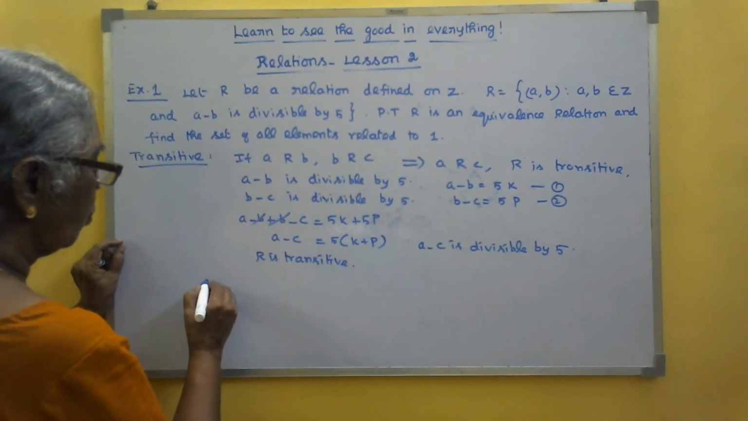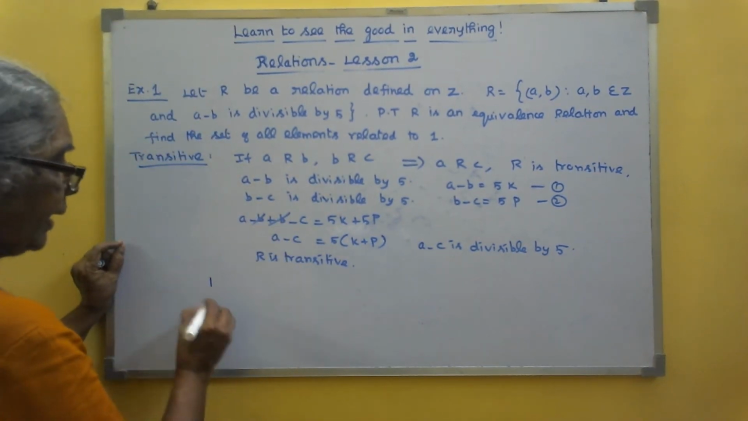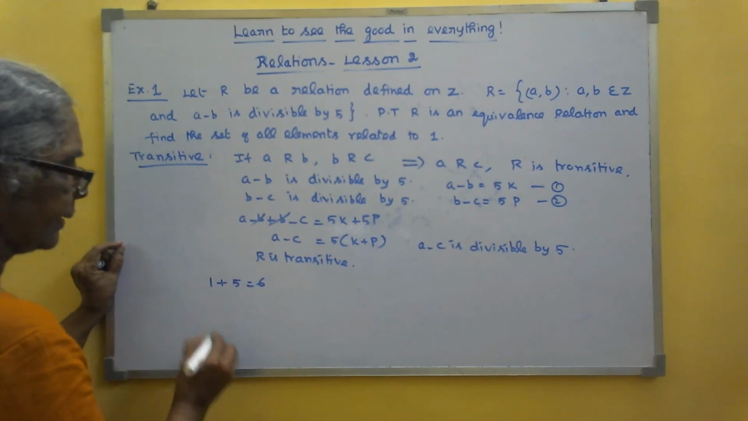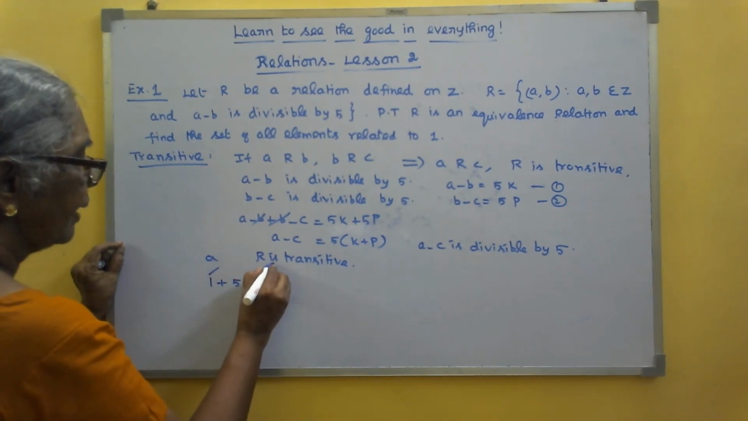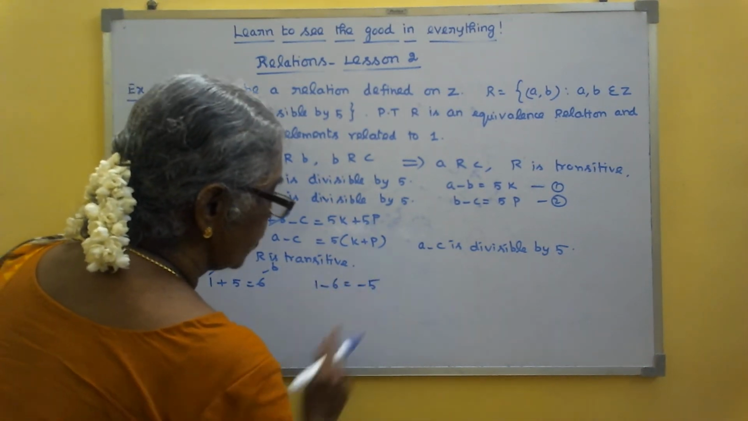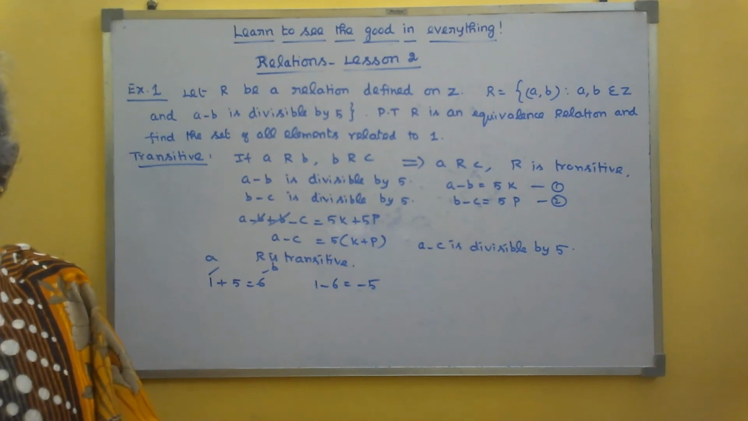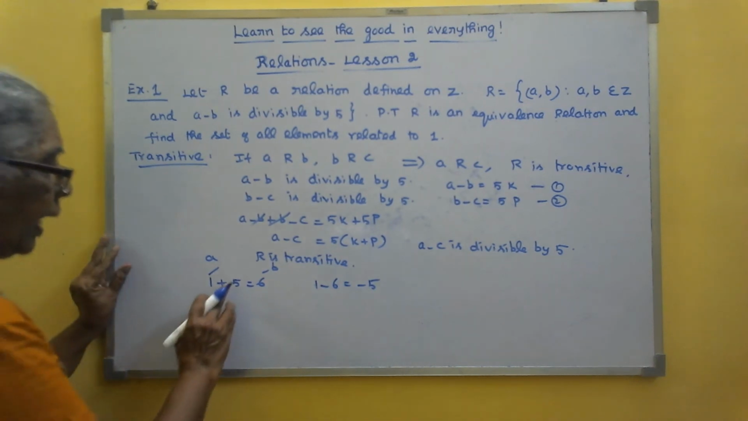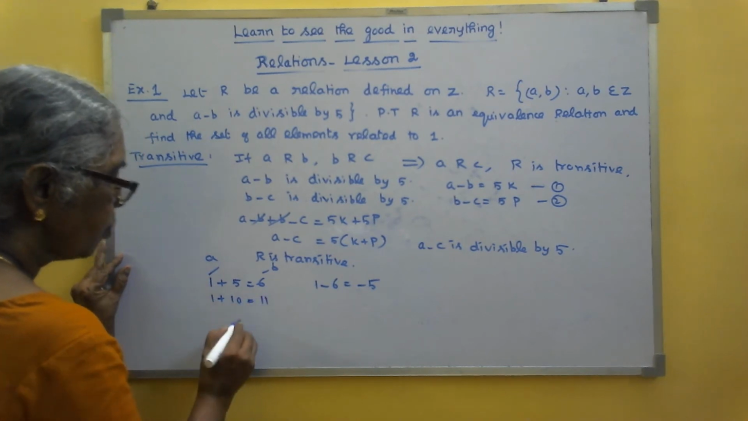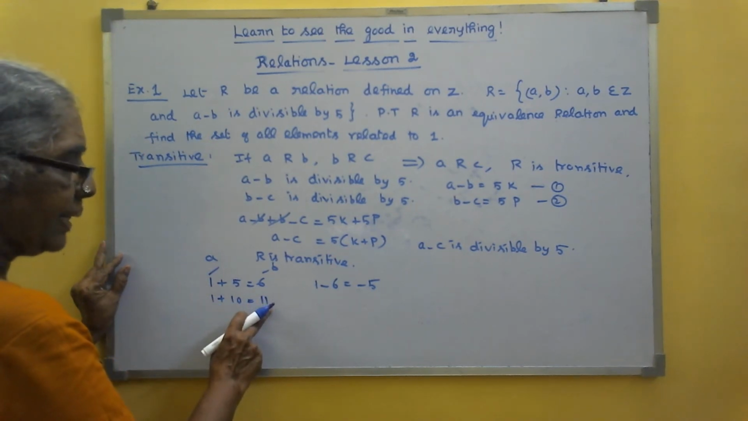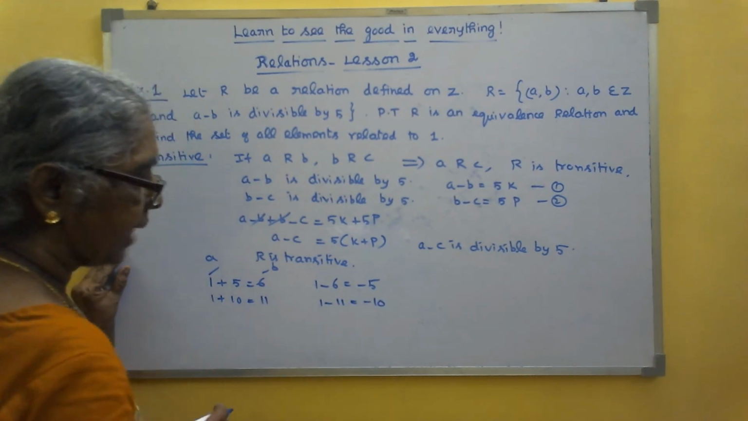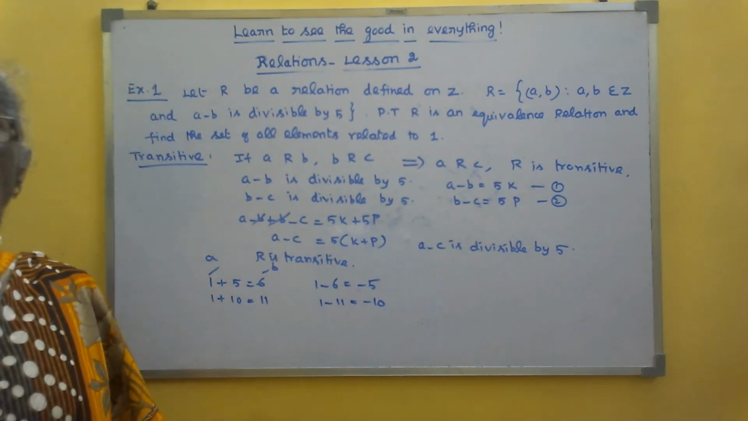Now I take 1, okay. With this, I will be adding 5, so I get 6. So this is my A and this is my B. So 1 minus 6 will be minus 5. So it is divisible by 5. Okay. Now I can add 5, or I can add 2 into 5, that is 10. So now 1 is A and B is 11. So I know 1 minus 11 is equal to minus 10. So that is also divisible by 5.